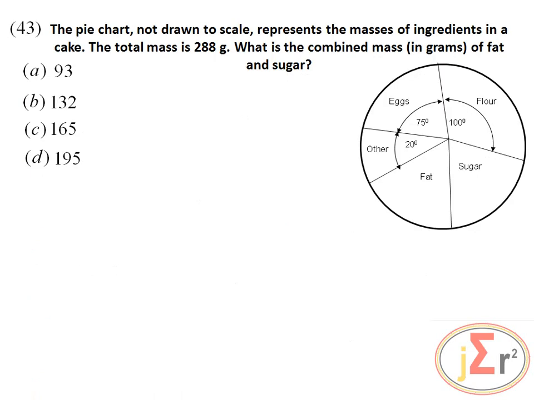The pie chart, not drawn to scale, represents the masses of ingredients in a cake. The total mass is 288 grams. What is the combined mass in grams of fat and sugar? What is the combined mass of fat and sugar?